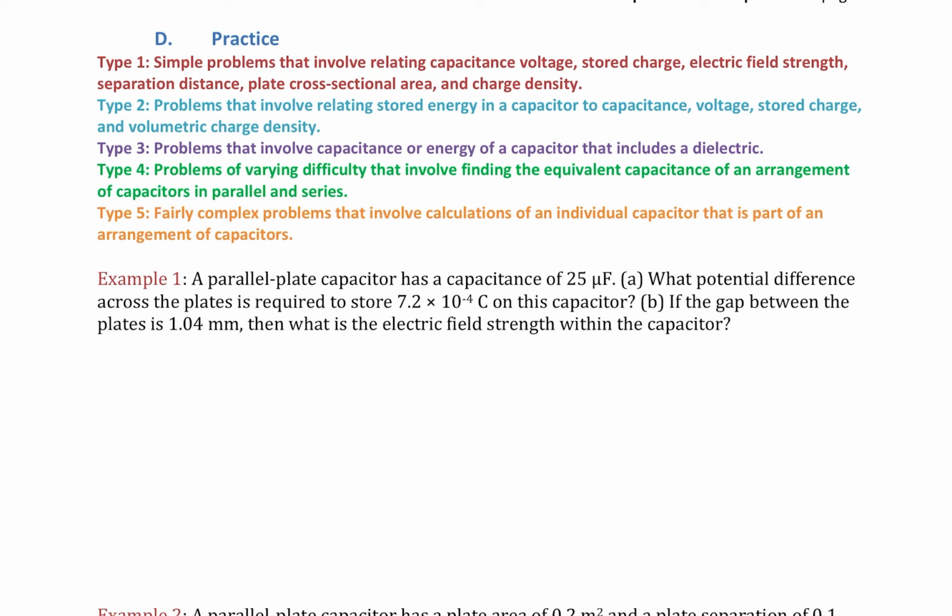Type 2, problems that involve relating stored energy of a capacitor to capacitance, voltage, stored charge, and volumetric charge density. So see the difference? Here, type 1 is all about capacitance. Type 2 is about the energy, okay? Kind of different focus between the two.